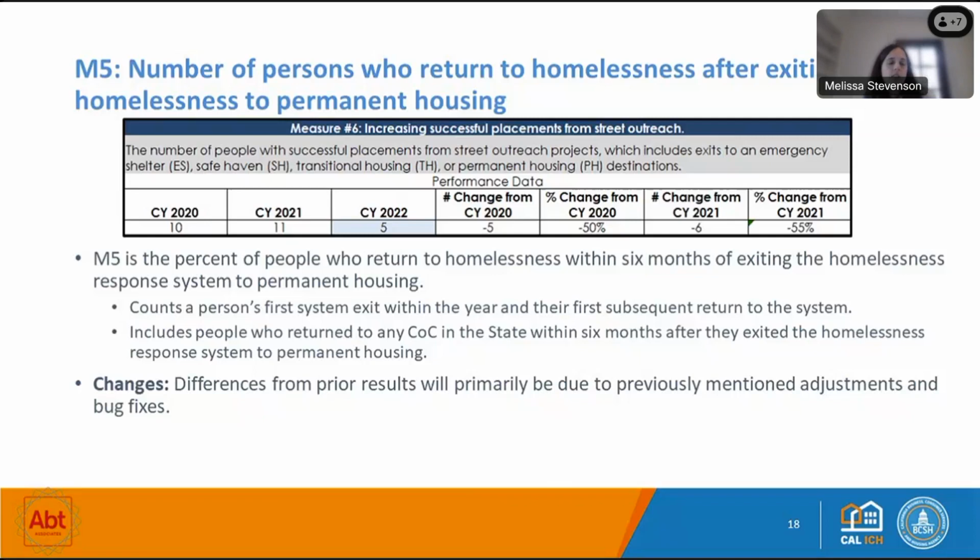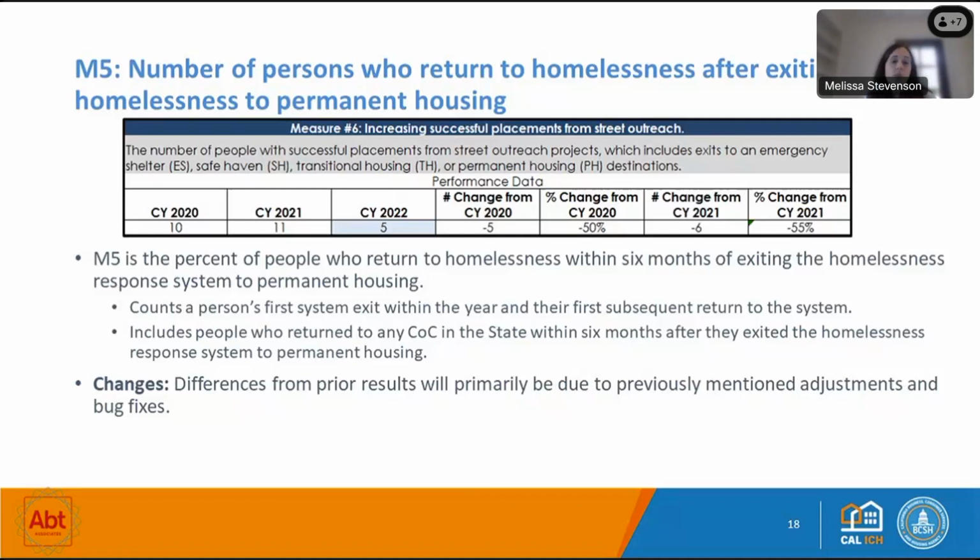And just like with exits, where people exit more than once, people can have multiple returns after an exit, right? Multiple exits and multiple returns. For the purposes of measure 5, we're only counting the person's first system exit within the year and then their first return after that. So that way, if someone exited, returned, and then exited again, we're not missing that return, right?